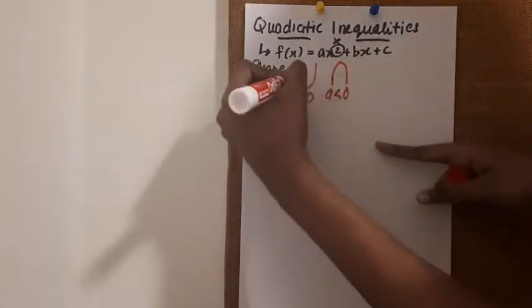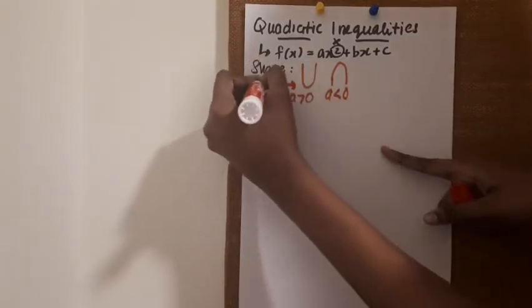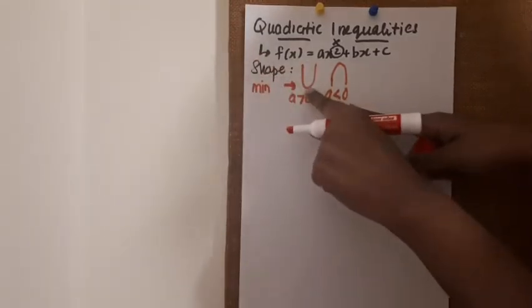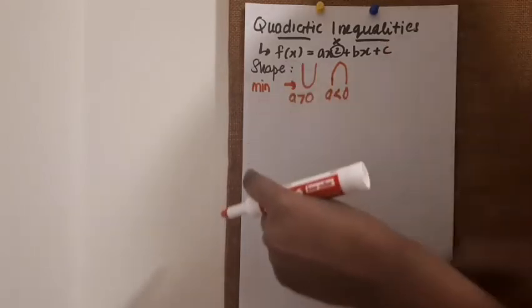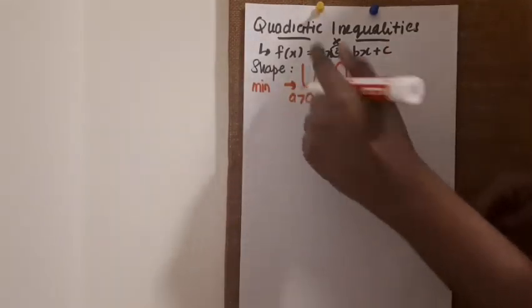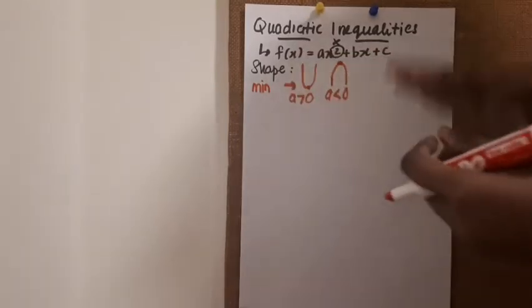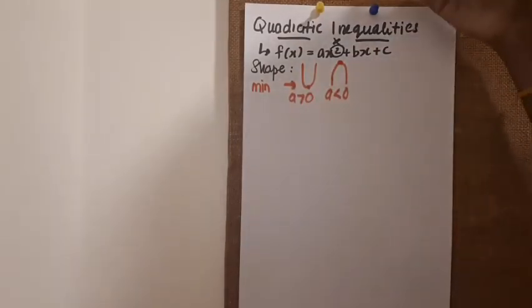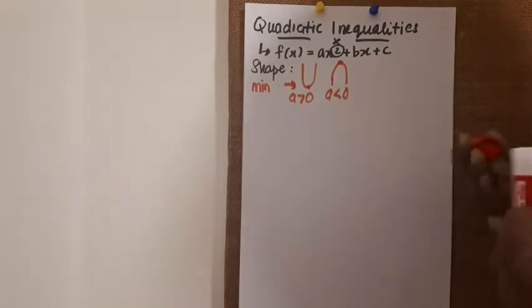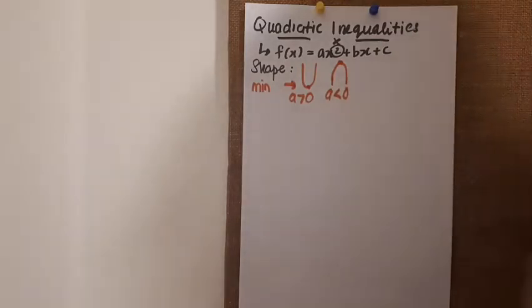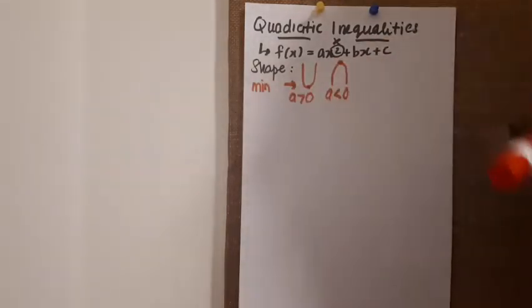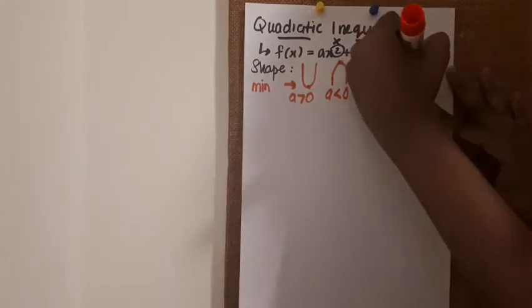Okay, and this curve is called the minimum curve. Why? Because the minimum is positioned lower, so low here, and the maximum is positioned upper, which is a maximum. Okay, so this is the shape, and now we will look at the inequalities.